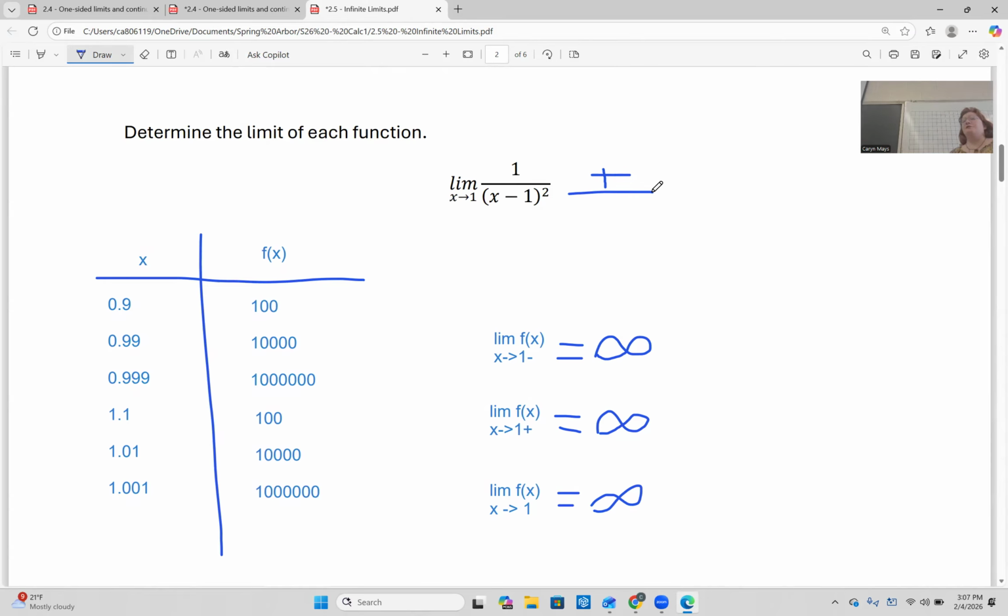What is the sign of something squared? Positive. I'm squaring my denominator. My denominator is always a positive number. So even though I'm dividing by 0 at 1, I have a denominator near 1 that's always going to be positive. Positive divided by positive is positive, which is why all of these are positive infinities. It's a non-removable discontinuity that's always positive near 1.